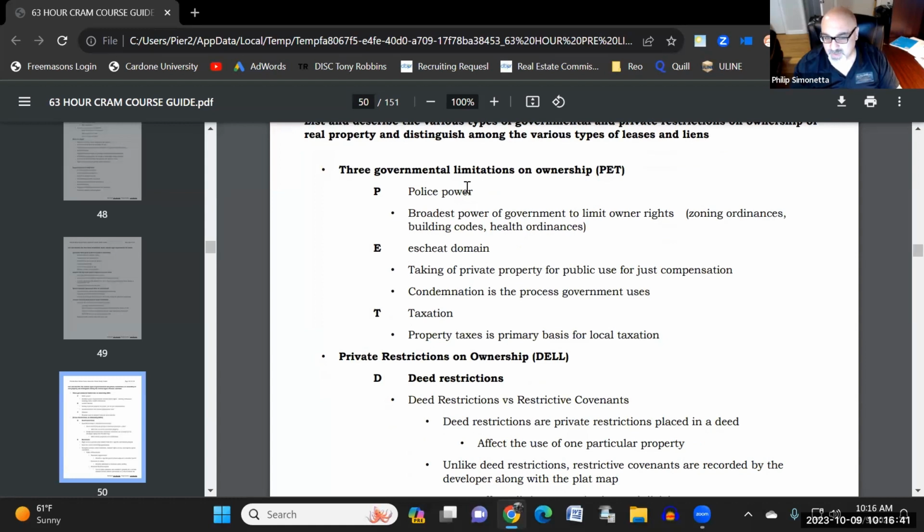You have police power. E is for eminent domain. That's a typo there, I have to fix that. So it's eminent domain. And T is for taxation. So police power is the broadest power of government to limit owners' rights. They do this by zoning ordinances, building codes, and health ordinances.